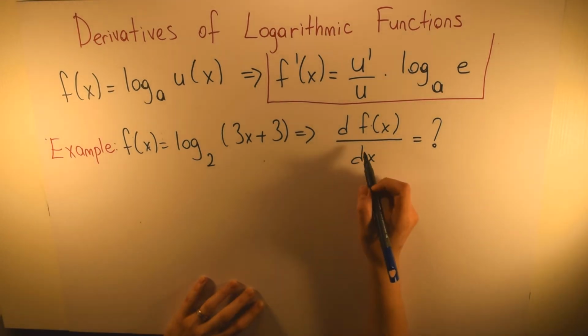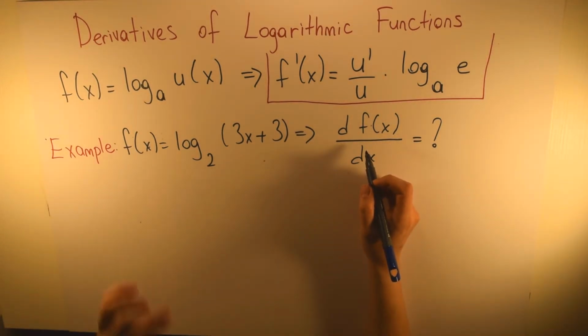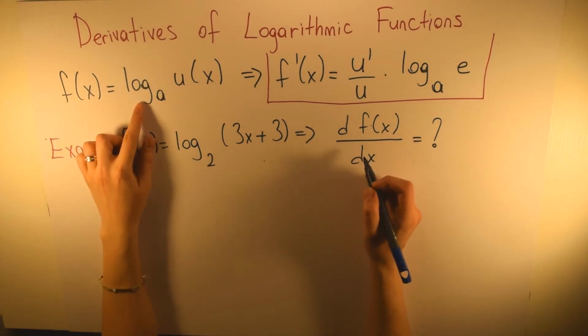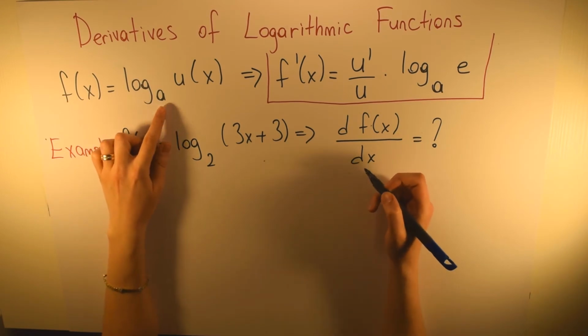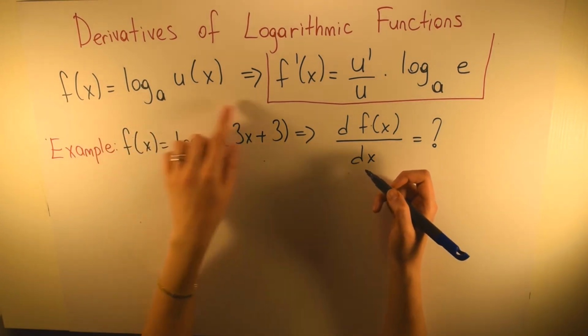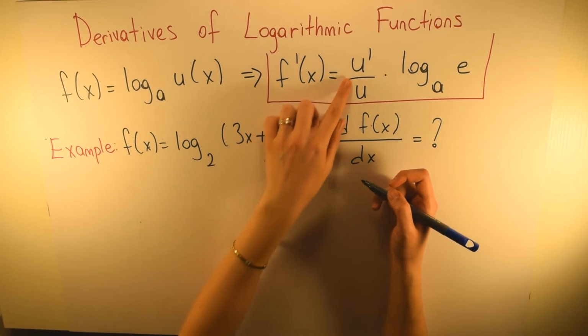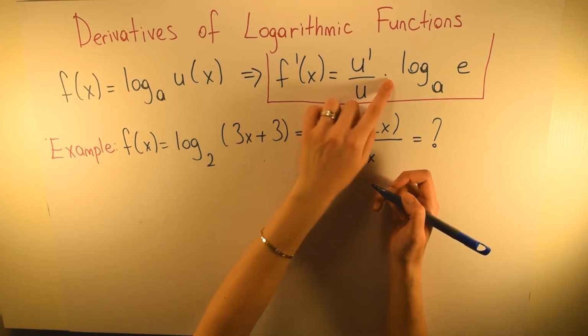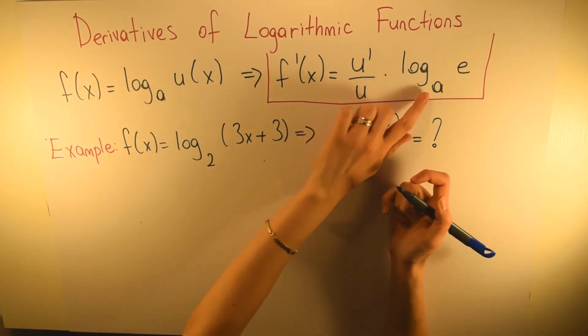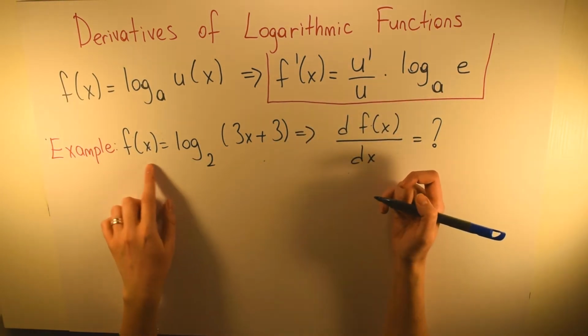Derivatives of logarithmic functions. Let's say our f of x is equal to logarithm base a of u of x. Its derivative is equal to the derivative of u over u times logarithm base a of e. So let's look at this example.